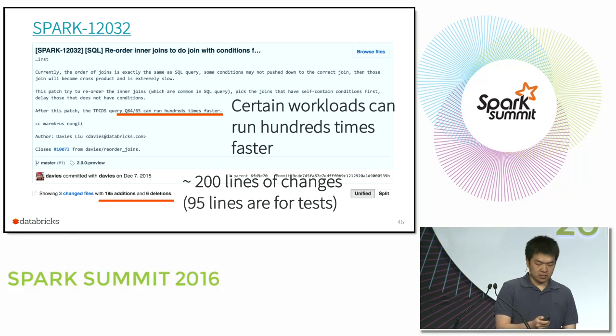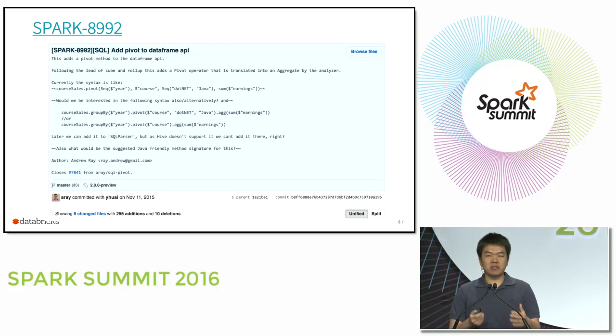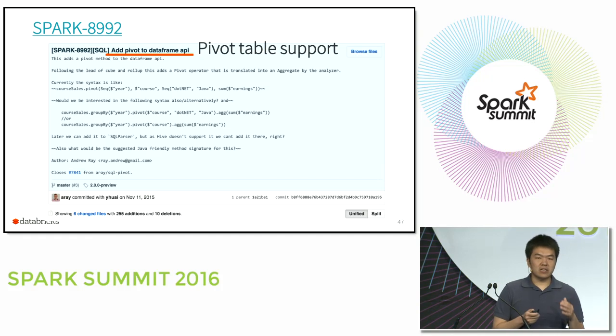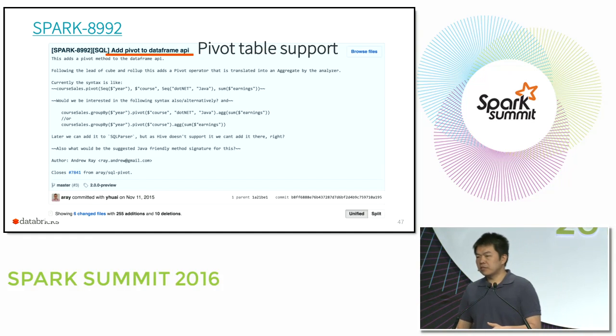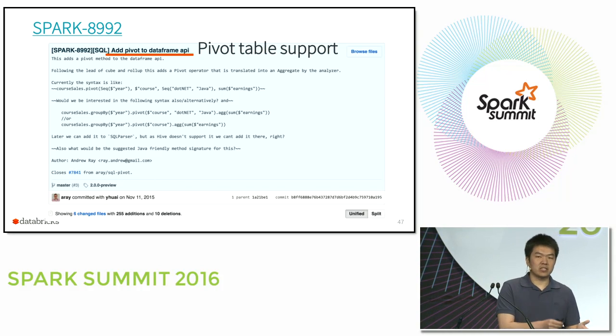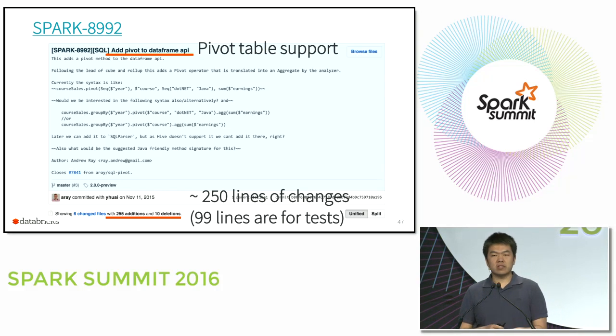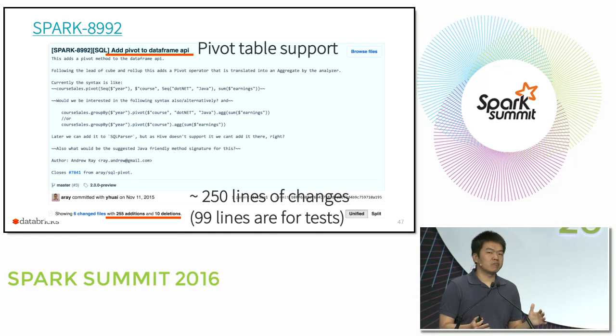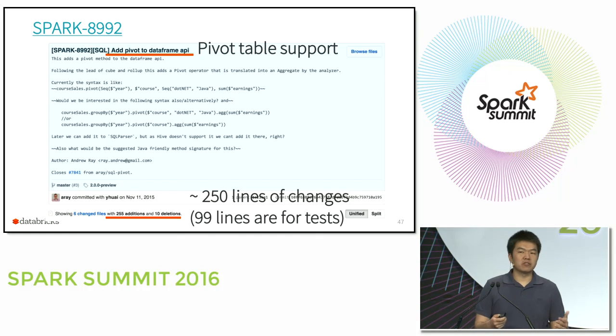The second example is adding pivot table support in the DataFrame API. Basically, this one adds a rule in the analyzer to help Spark understand how to convert a pivot table operation to its internal representation, which is a query plan. The patch itself is about 250 lines of change, and the analyzer rule is about 150 lines. Still, it's a pretty small patch, and a very useful feature for DataFrame.